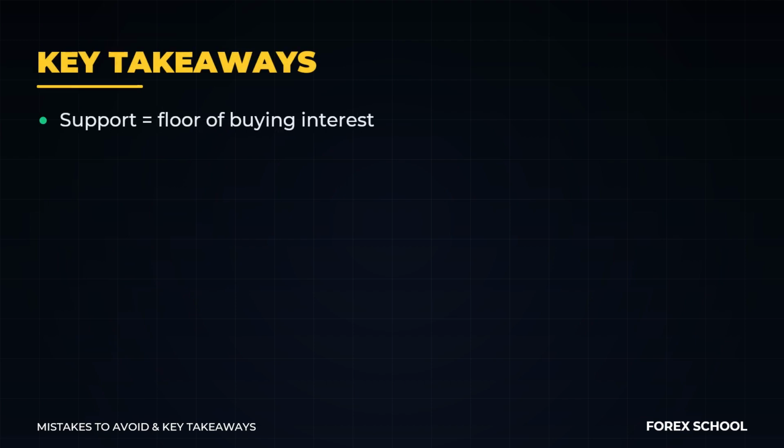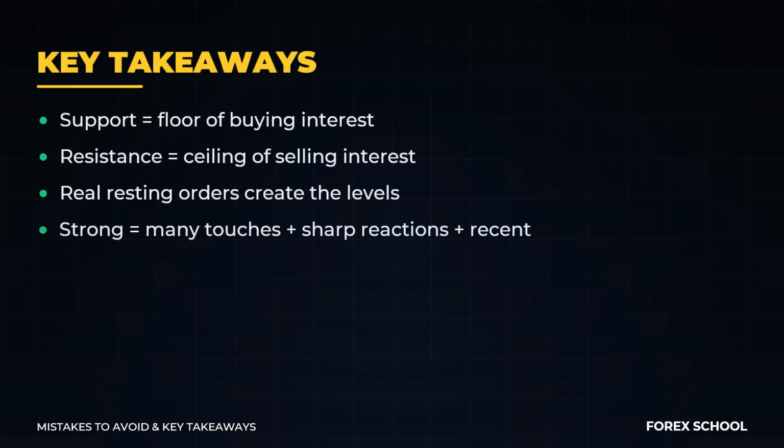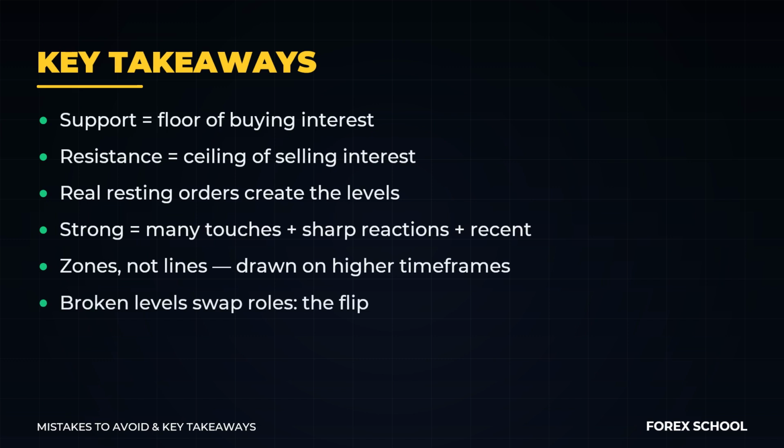Let's lock in what you now know. Support is a floor created by buying interest, resistance is a ceiling created by selling interest. These levels exist because real orders rest there. Strong levels show multiple touches, sharp reactions, and recent respect. Draw them as zones on the higher timeframes, keep your chart clean, and read the approach before you judge the touch. And remember the role reversal: broken levels flip sides. Master this, and every strategy you learn from here builds on solid ground.